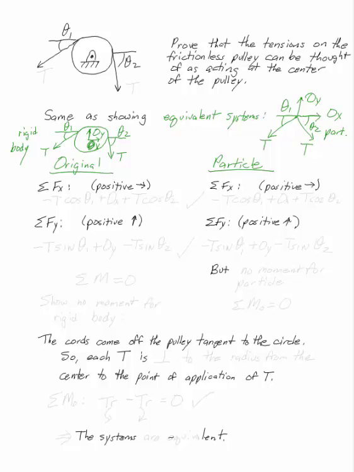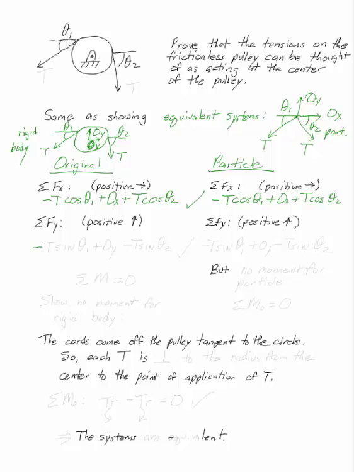Let's look at the sum of the forces in X, where I've taken positive to the right. Over here I will have T cosine theta 1 plus OX plus the same T, T cosine theta 2. On my particle, I have minus T cosine theta 1 plus OX plus T cosine theta 2, which is the same. Now I want to take the sum of the forces in the y direction, where positive is up.